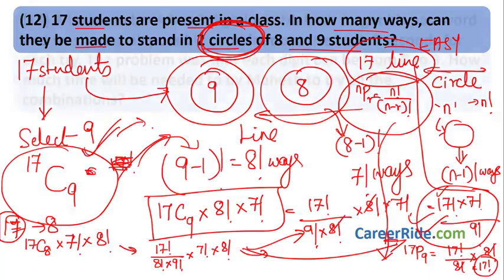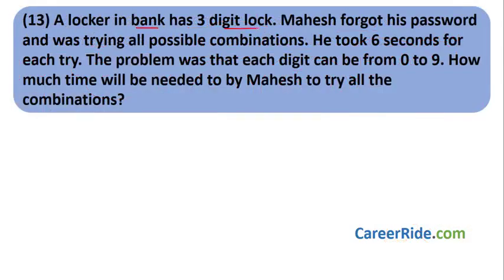Moving to next question. A locker in bank has a 3-digit lock.